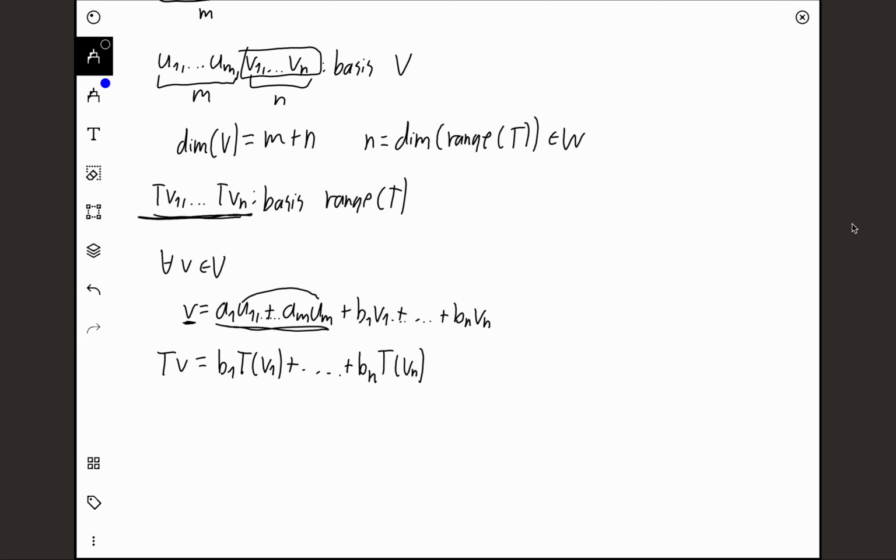We said that the vectors u1 to um are a basis for the kernel. I think I said null space, but it's the same thing. Kernel and null space just mean the same thing. Some people say kernel, some people say null space. Null space of T equals kernel of T.